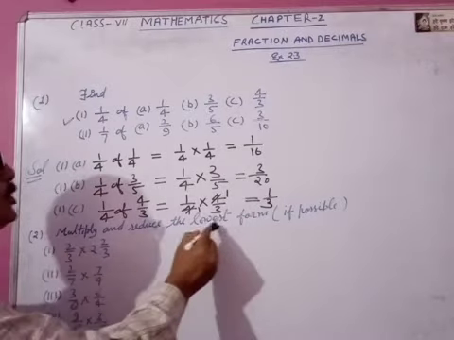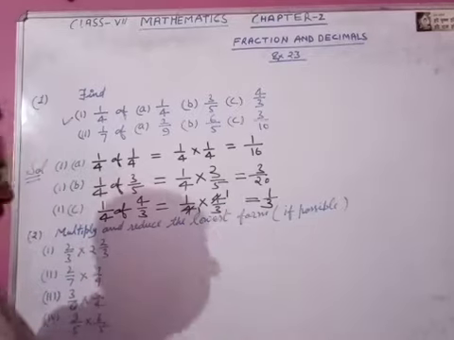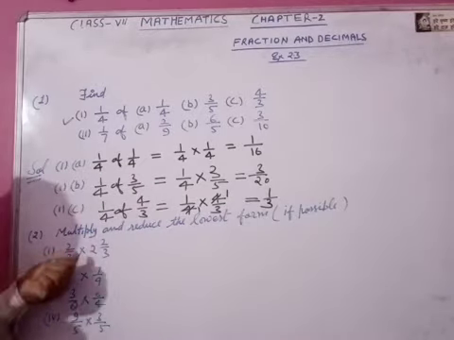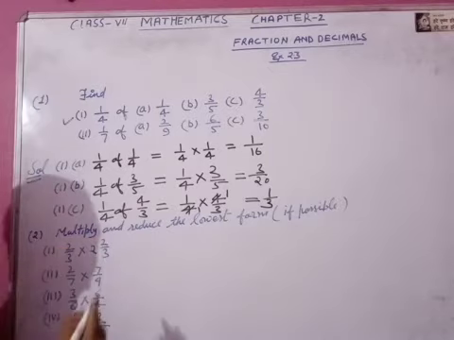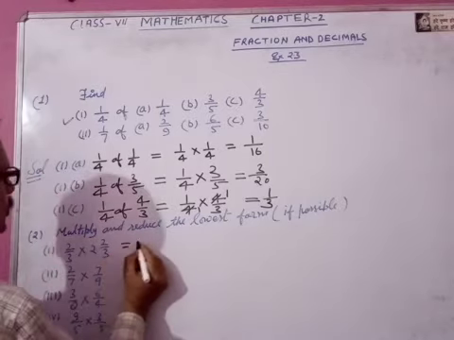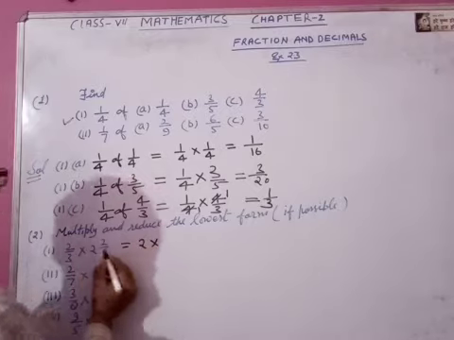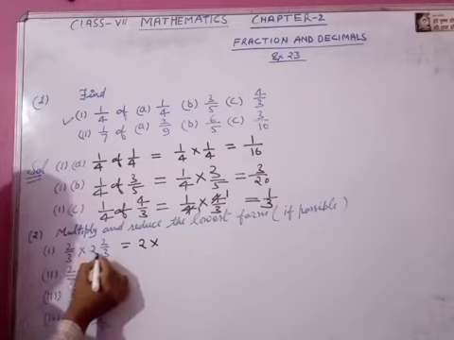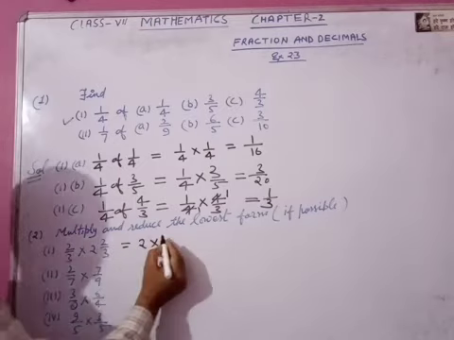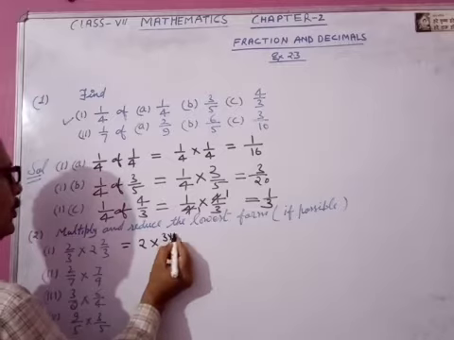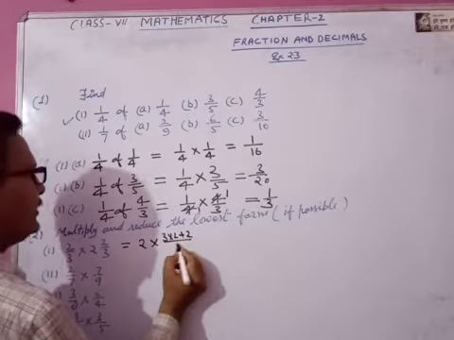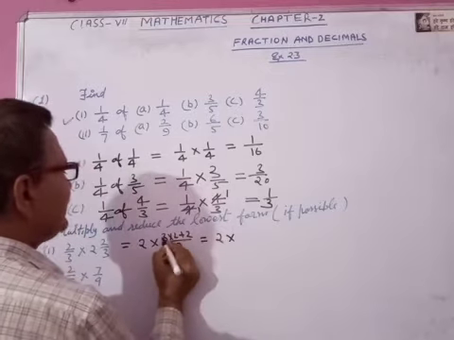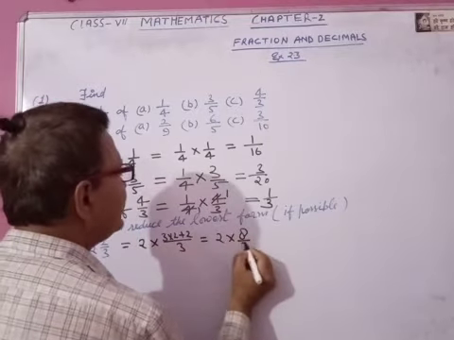Now question number 2. Multiply and reduce to lowest form if possible. First question is 2 upon 3 multiplied by 2 whole 2 upon 3. You will change this mixed fraction into an improper fraction: 3 multiplied by 2 plus 2 upon 3. That is 2 multiplied by 3 is 6, plus 2, 8 upon 3.